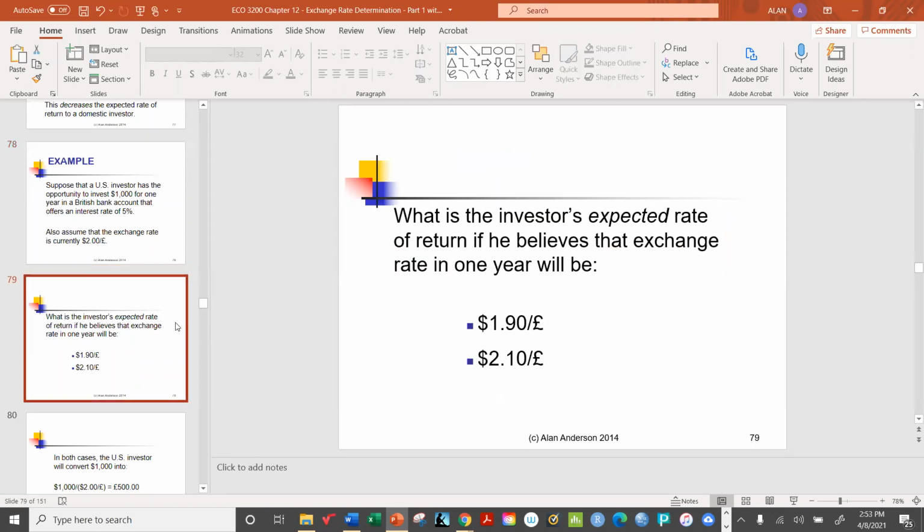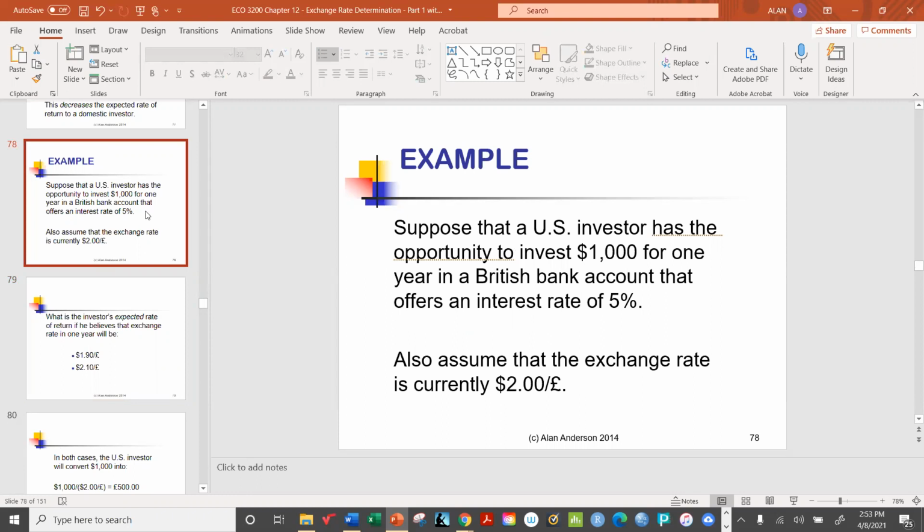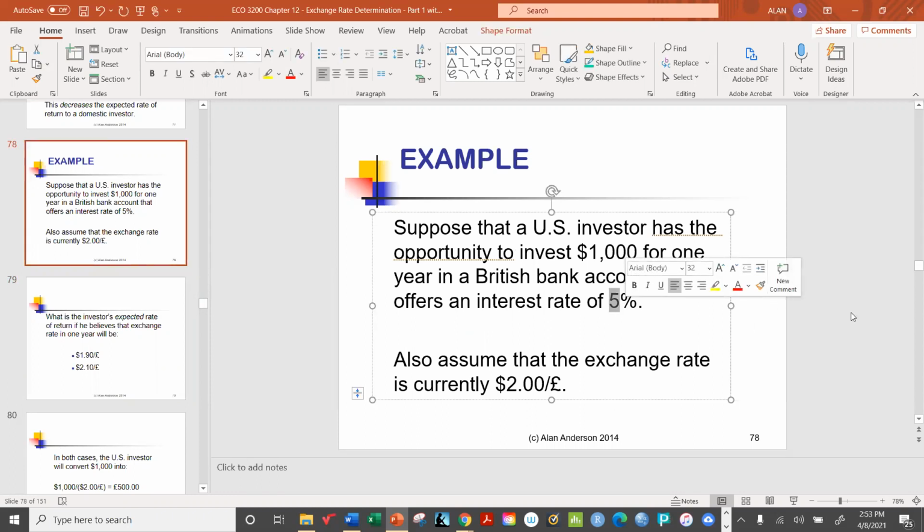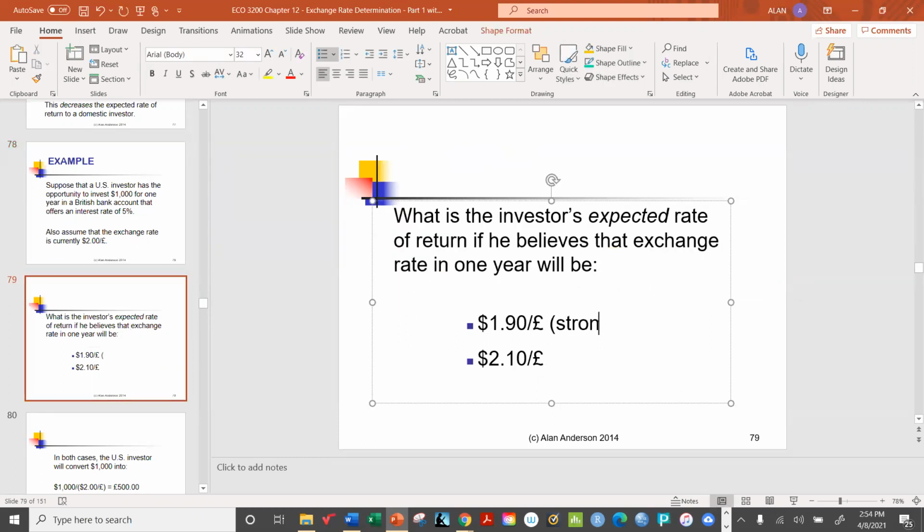So we want to look at two potential scenarios that could take place in 1 year when it's time to bring back to our own country the dollars, or sorry, the pounds that we earned in this account. So in one case, the dollar got stronger, and the other case, the dollar got weaker. Okay, so remember, we're assuming that right now, for simplicity, the exchange rate is $2 a pound. So one of two things can happen. I mean, obviously, if nothing changes, then our actual rate of return will indeed be 5%. But if the exchange rate changes, our actual rate of return in dollar terms will be different. So here, for example, we have either a stronger dollar or a weaker dollar.